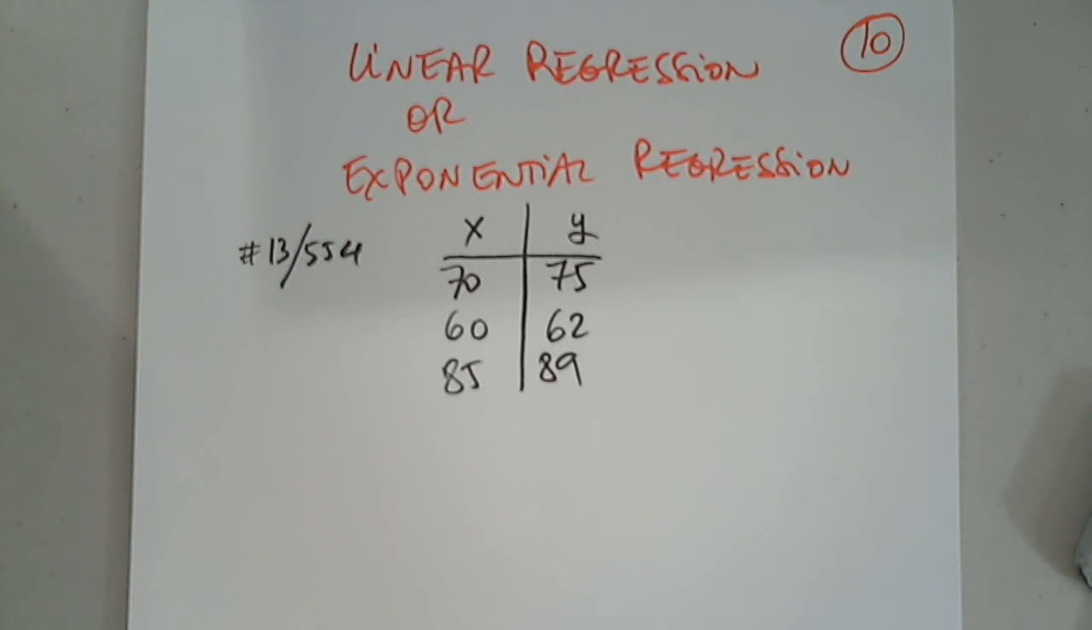I see that the minimum here is 60, the maximum is 85, 60, 100. So I need an appropriate viewing window. So let's say X minimum goes from 50 to 100 with a scale of 10. And Y goes from 50 to 100 with a scale of 10.